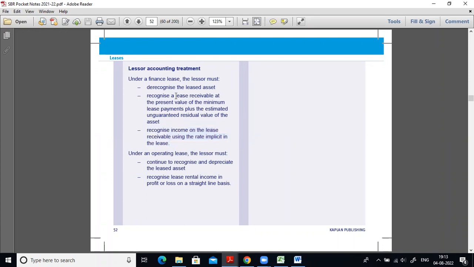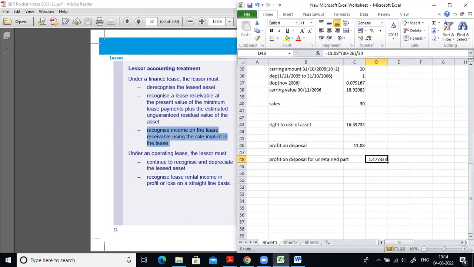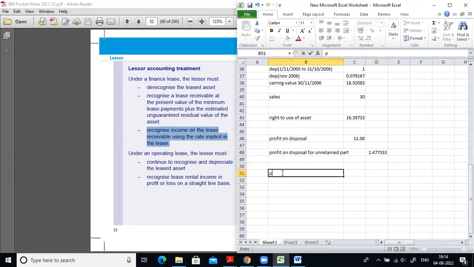Now this lease receivable, just try to understand this. This lease receivable, you are showing it as an asset. And on this amount, by multiplying with the implicit rate, you will be showing it as an income. Now let me put it in an Excel sheet so that you will get it. Suppose the present value of the lease receivable, you got it as 1 lakh.